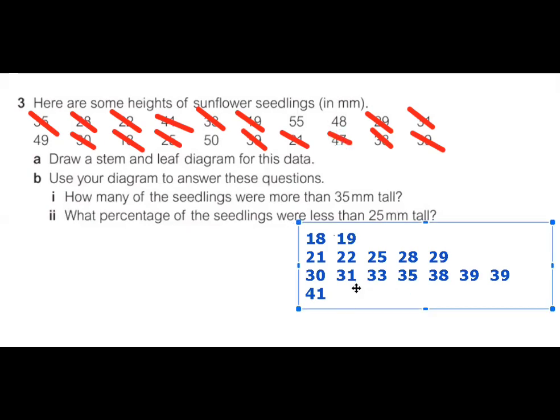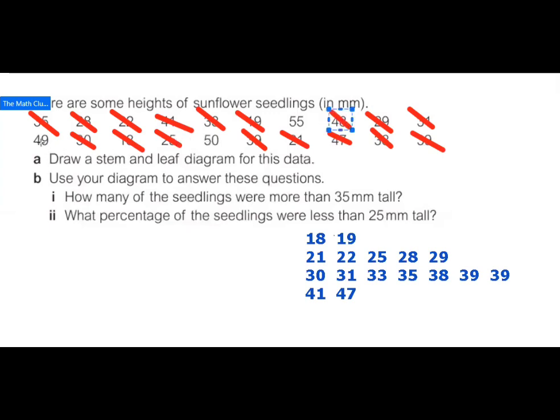So 41 and then 47. What's after 47? Good job. We have 48 and 49. So 48 I put a line, and 49 I put a line. Now let's write them here. So 48 and 49. What's next?